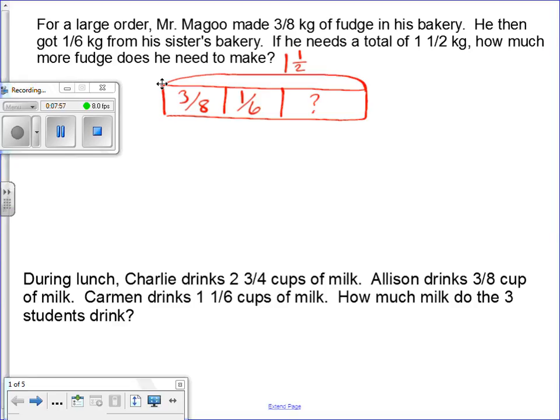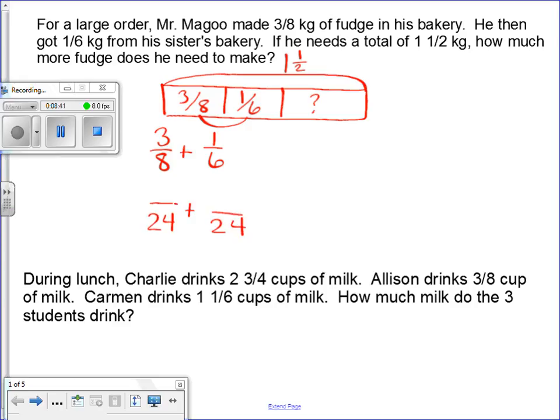Okay, so the very first thing you should do is combine these. Because he made this, then he got these. 3/8 plus 1/6. Now, 48 is an okay denominator. 24 is way better. 24 is the least common denominator. 48 makes your numbers way too big.